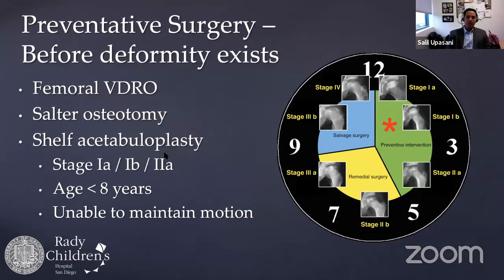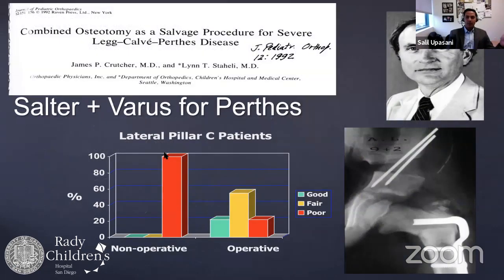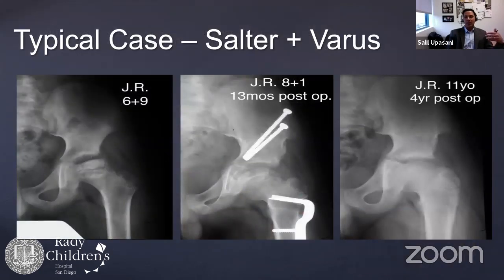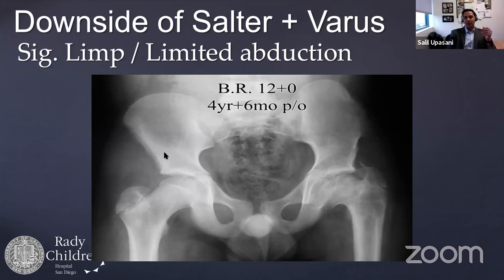So now we're going to enter into the remedial stages. A little bit more surgery for patients who are in this group, so stage 2B or stage 3A, or patients with a number of the risk factors or risk signs that we talked about earlier in the talk, or in older patients, so over 8 years of age. This original publication from Staheli looking at Salter plus varus in Perthes patients, I think it makes sense for more severe disease to try to keep the head contained, but I've seen lots of cases like this too. This is another one of Dr.